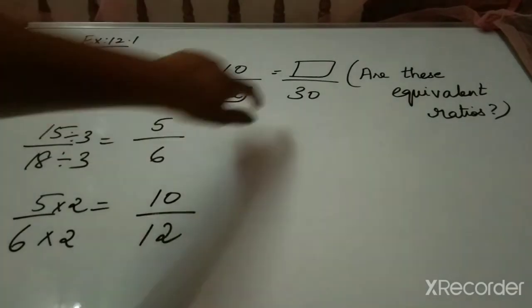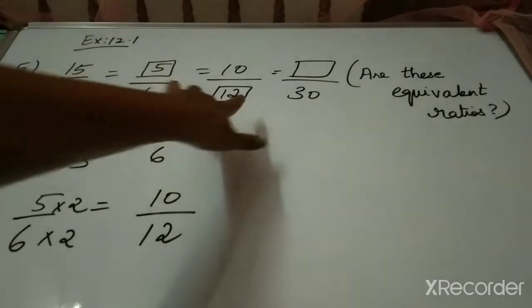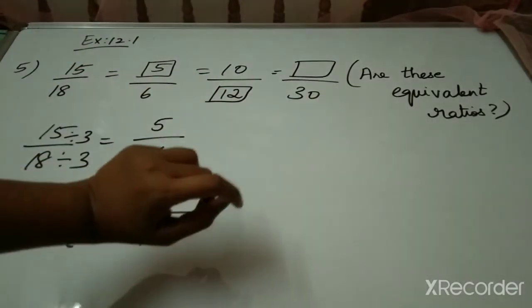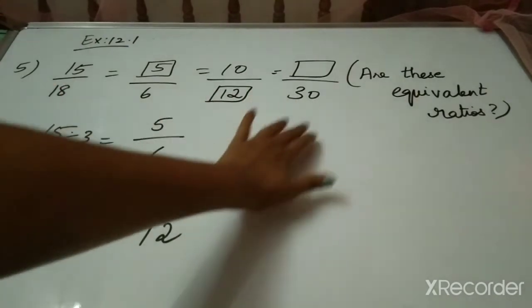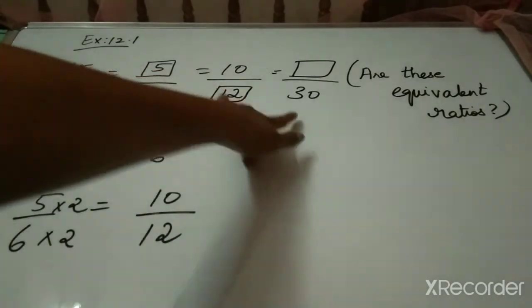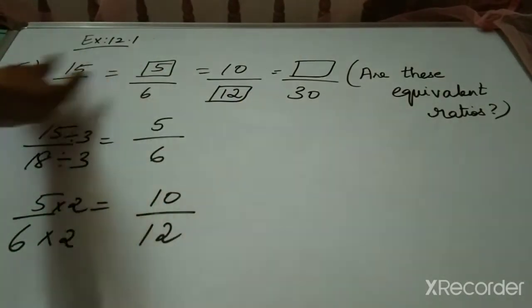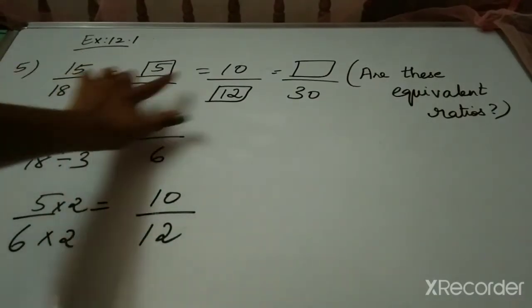Now one more number we have to find. Now 12 we have and 30 we have. We can't multiply something with this 12 to get 30. So any numbers you can take. This 5/6 also we can take, because everything is represented by an equal to sign. So any of the numbers you can take.